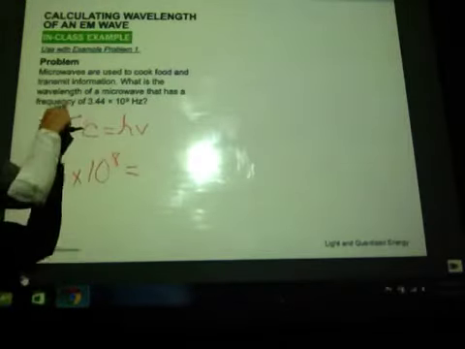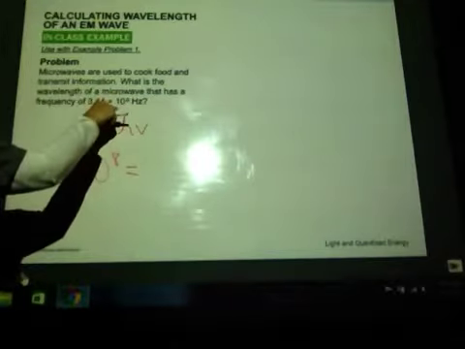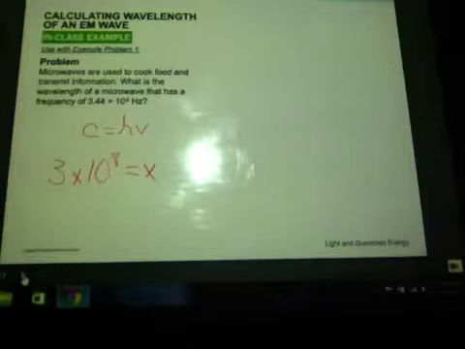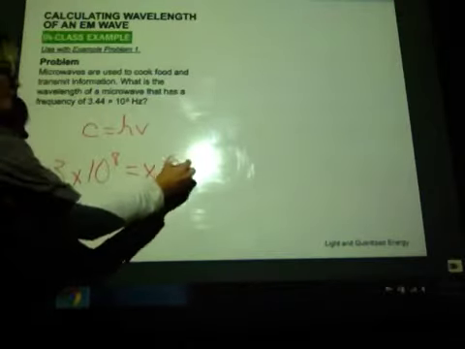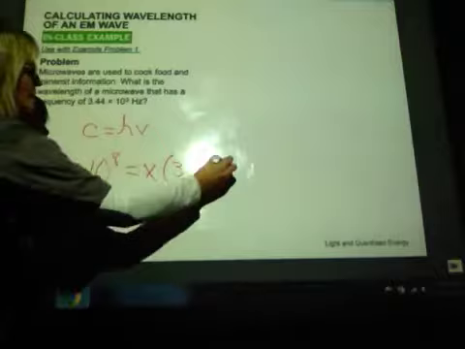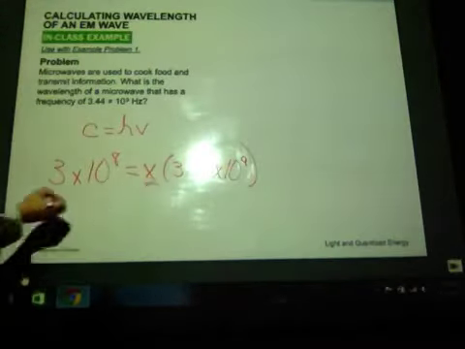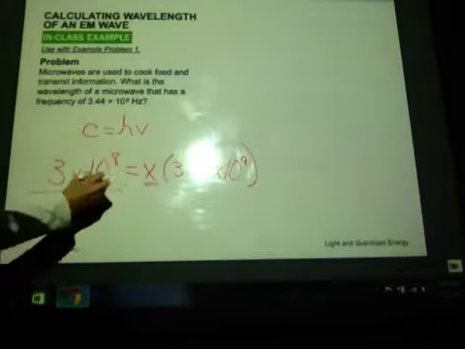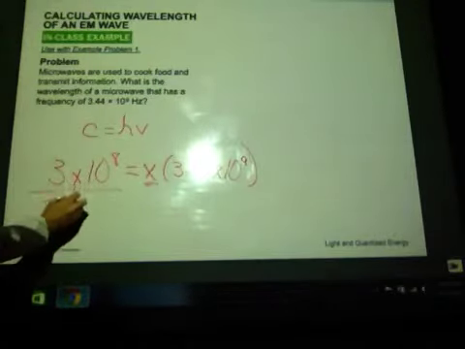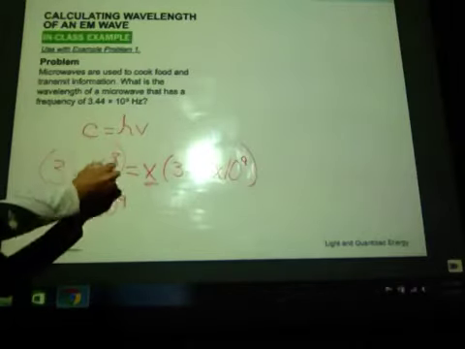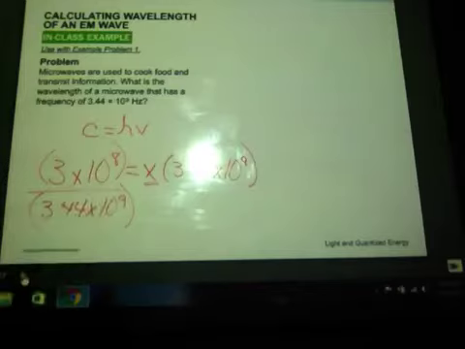Equals, okay, it's not giving me my wavelength, it's asking me my wavelength, so algebraically that's my x. And then it gives me my 3.44 times 10 to the 9th. So to find my x, what am I going to do? Divide. And I would make sure you plug both of those in parentheses to calculate that.